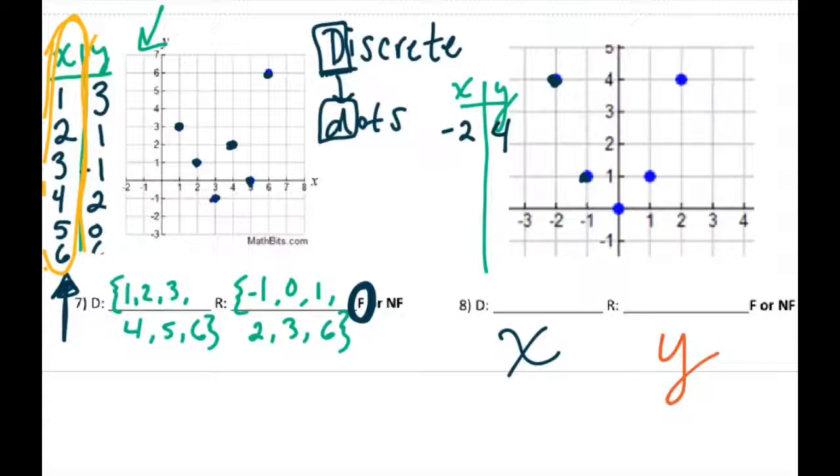Once you are done with number 8, go ahead and flip it to the back and try the domain, range, and write whether it is a function or not a function for each of those. Very easy.